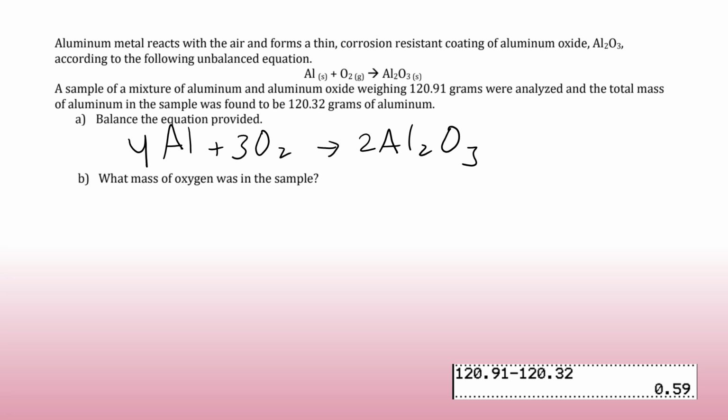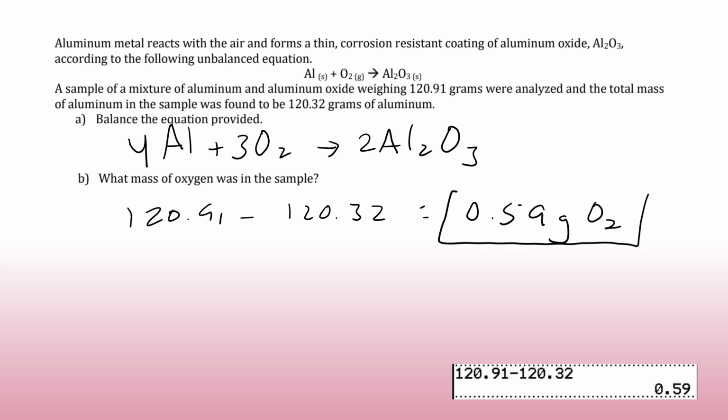What mass of oxygen was in the sample? So you're going to take the total mixture, 120.91 grams, and subtract 120.32 to give you 0.59 grams of O2.